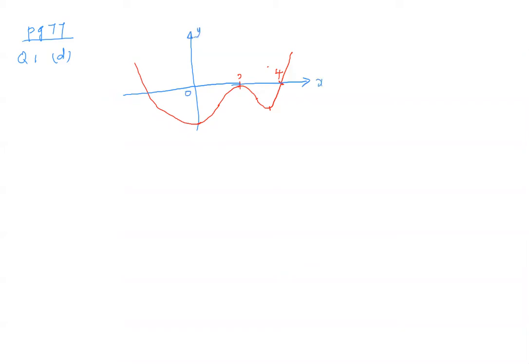So this is your y equal to f(x), right? So if I want to draw the graph of y equal to f prime x, first of all, I prefer to draw the sign diagram first. So I will draw the sign diagram for my f prime x first. I put it in blue.